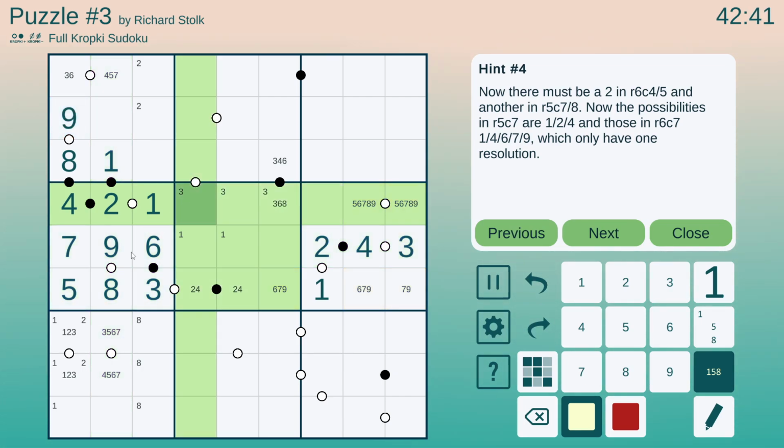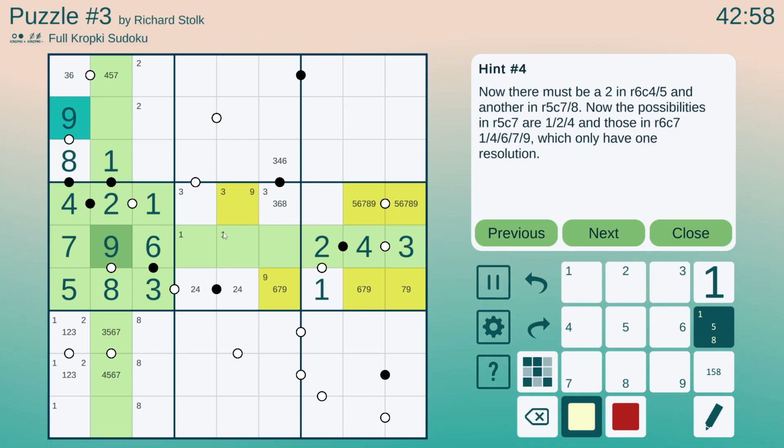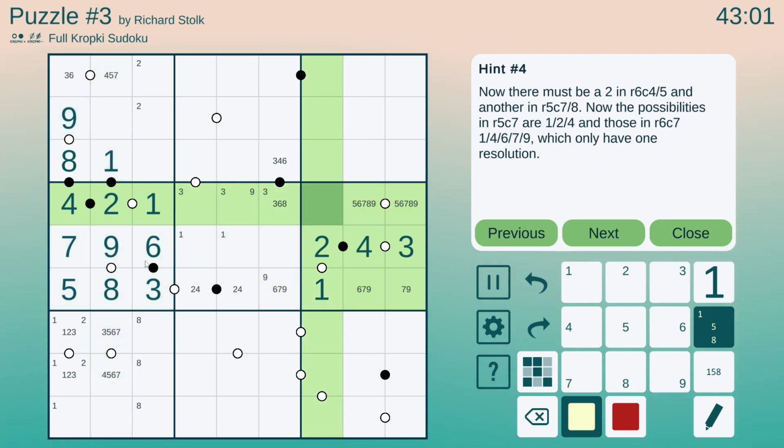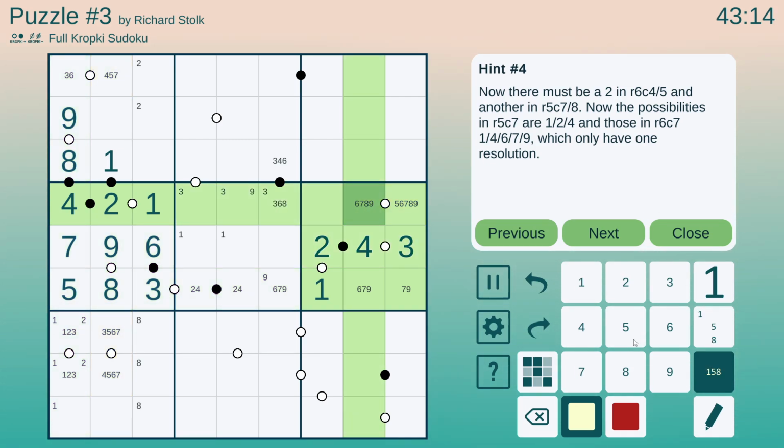This cell can't be a 9. I don't think that's worth writing down. Well, actually, it restricts 9s pretty well in this area, but whatever. Also, technically, this could be a 9, yes. This can no longer be a 5. That affects basically nothing, but whatever, I wrote it down.